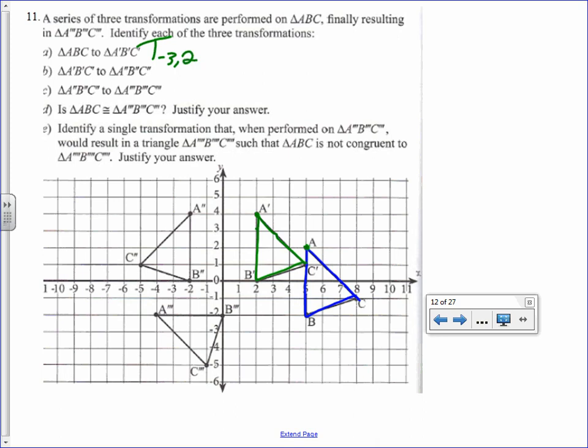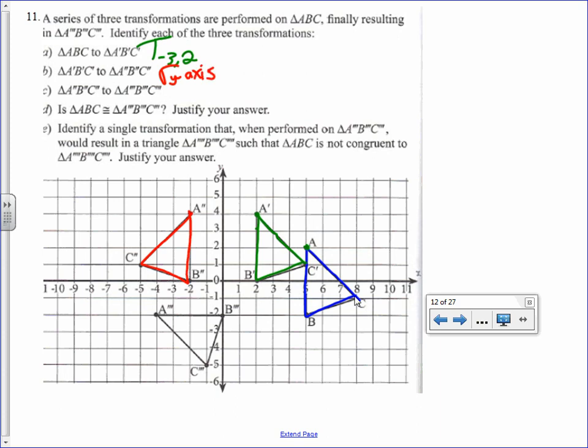Now, triangle A prime, B prime, C prime to A double prime, B double prime and C double prime. So now I'm going from the green to the red. Well, again, you have to look at it and identify what's going on. That's a reflection, and it's a reflection in the y-axis.